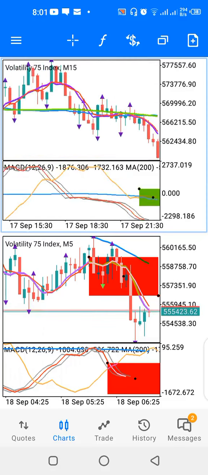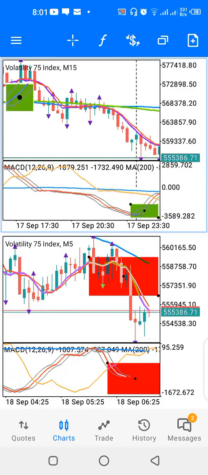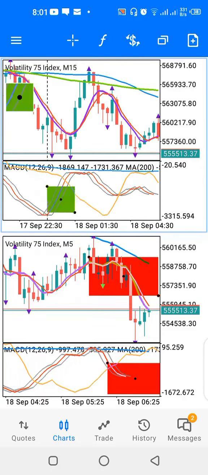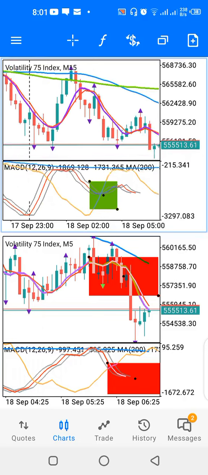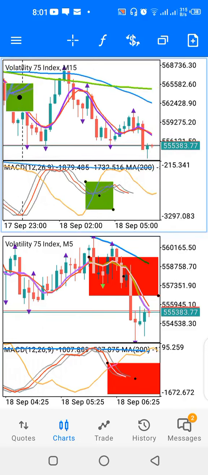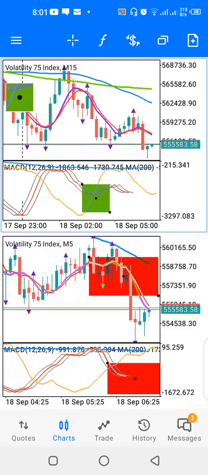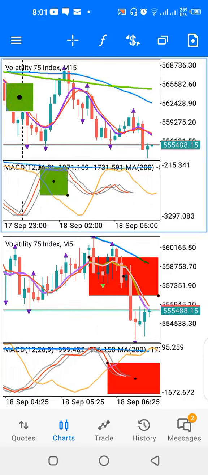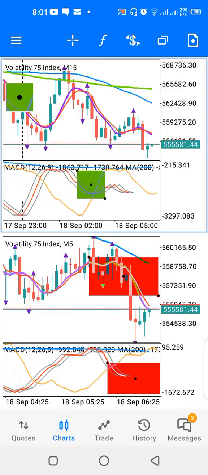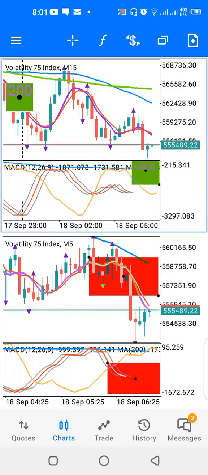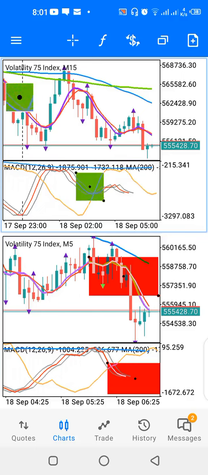If you have a cross down on the orange line under the blue line, that's your very strength. That's a perfect sell signal. But if you have a cross up under the blue line, you are trading against the trend. So you wait for a cross down while all the indicators are under the blue line.